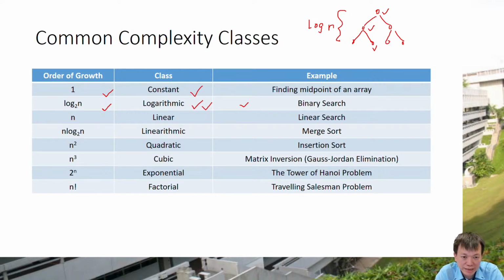Constant is very easy. Finding anything with just one formula. Earlier I showed you, if you know the formula of the arithmetic series or geometric series, you just substitute the n. No matter how big your n is, it doesn't matter. The computational time is constant.